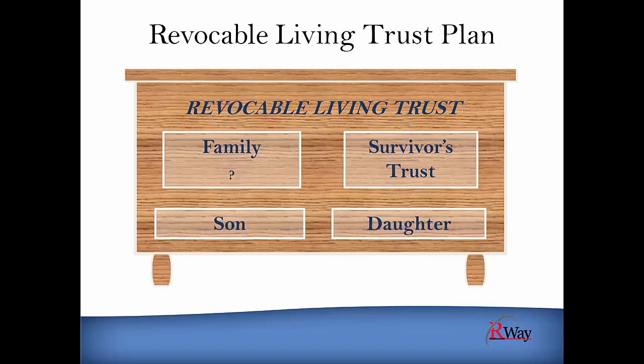This is a visual that we like to use. This is a chest of drawers. The top drawer represents the revocable living trust while both spouses are alive. The middle drawers when one spouse is deceased, and the bottom drawers when both spouses are deceased. If we have an unmarried individual who has created the trust, we really just have the top drawer, and then we move down to the son and daughter level of drawers.